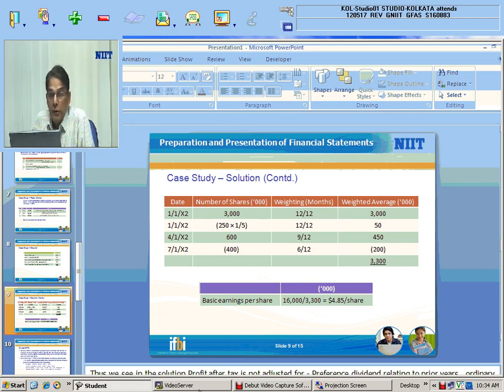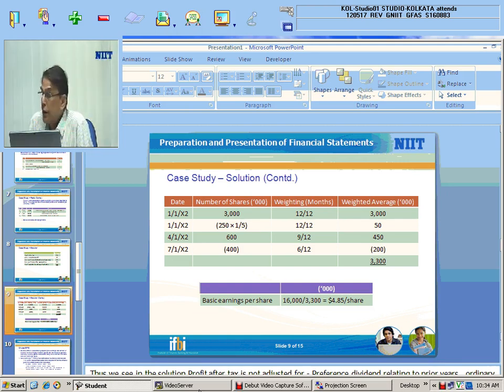On 1st January, the company issued 250,000 shares, but these are partly paid up. 1/5 has been paid, so 250,000 into 1 by 5. This also gets a weightage of 12 by 12. So when you multiply 3,000 by the weightage of 12 by 12, we get 3,000. That will go into the weighted average calculation.